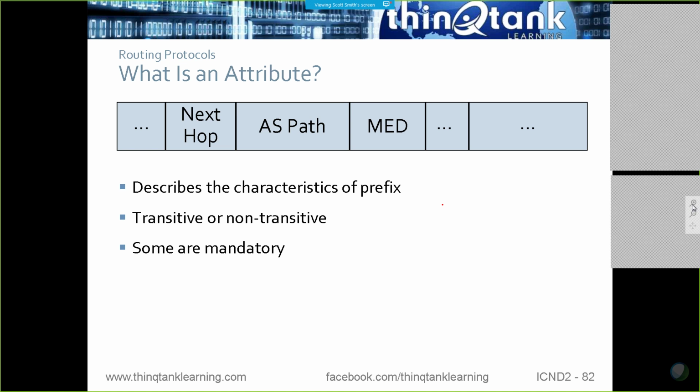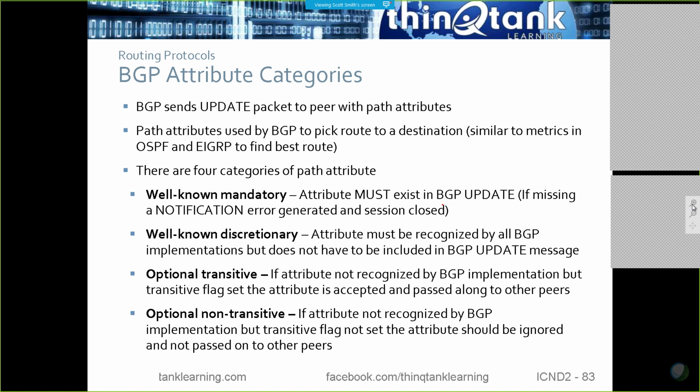Now, attributes are simply characteristics of a route. And like I said, there are many, many different attributes. Some are called transitive, some are non-transitive, some are mandatory, some are discretionary. We're going to learn what all that means as well. But you have to take off your IGP thinking caps here, because BGP is nothing like an IGP routing protocol. As we keep going through this chapter, you'll start to realize how true that really is, okay?